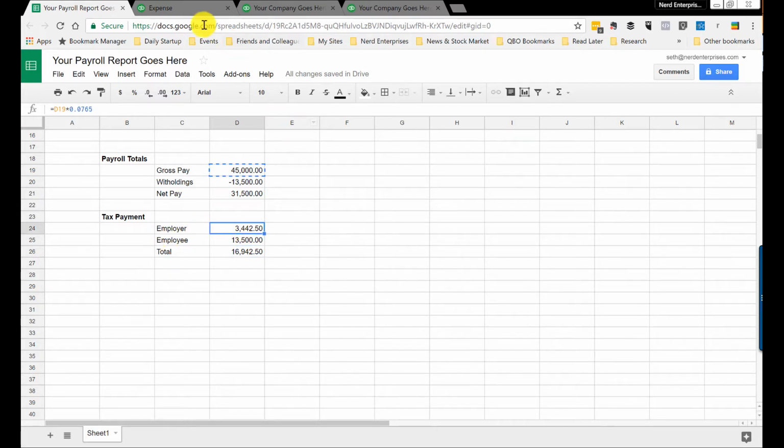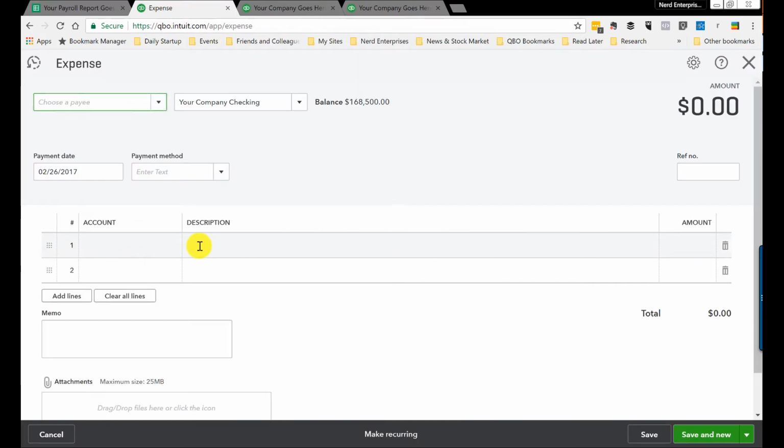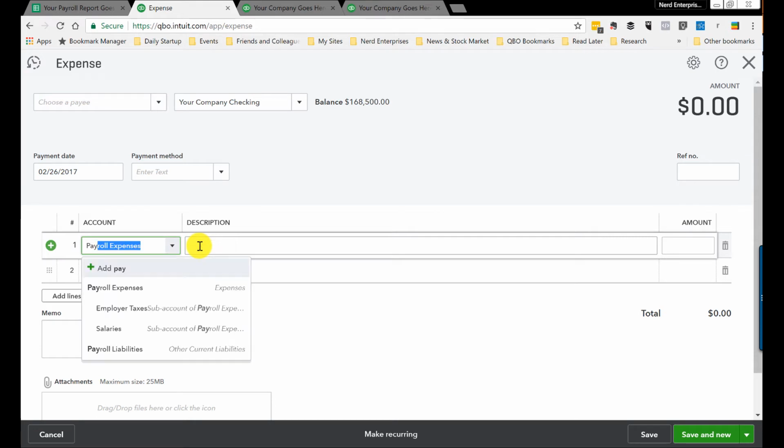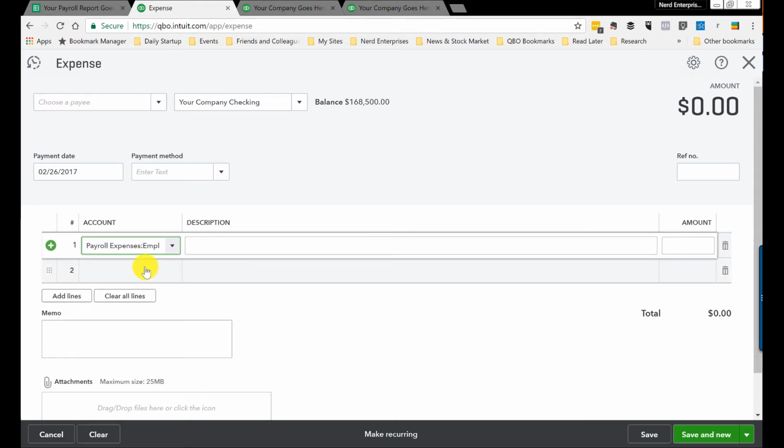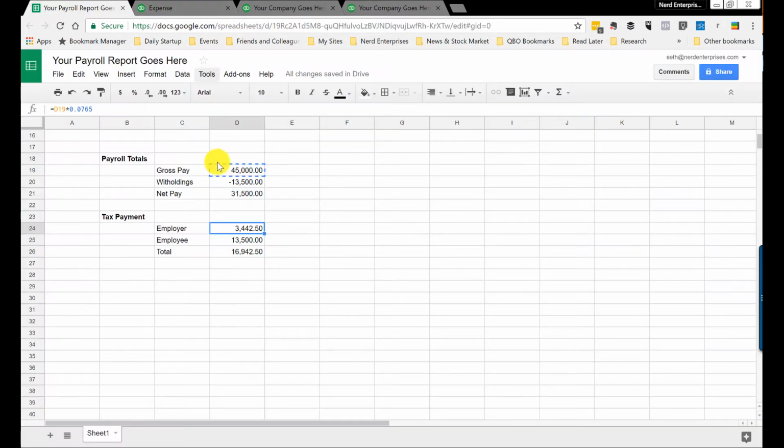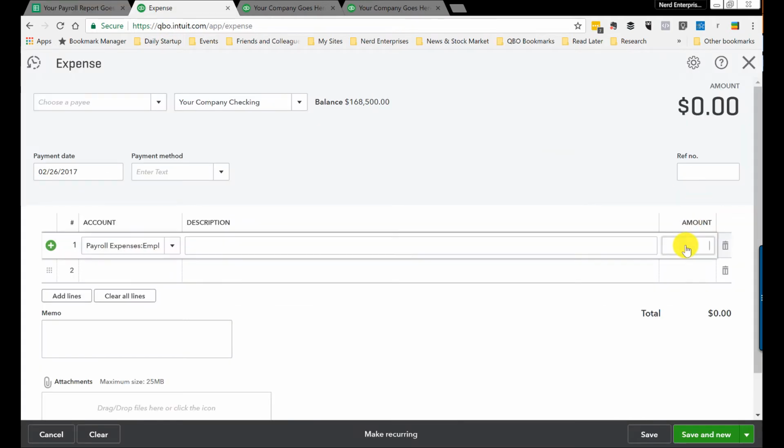The employer share is an expense, right? It goes to employer taxes. So let's go to payroll expenses, and I put employer taxes as a sub-account, and it's $3,442.50.